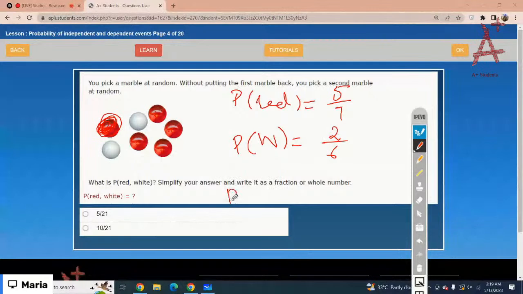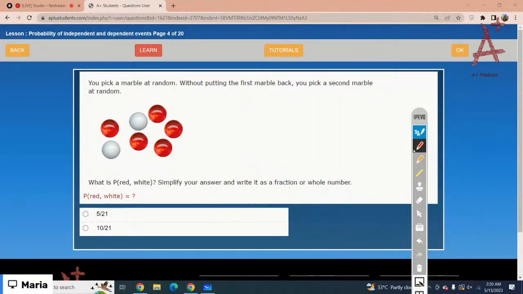So you need to calculate the probability of red and white. Just multiply both the probabilities. It would be 5 over 7 times 2 over 6. So 5 times 2 is 10 and 7 times 6 is 42. Dividing by 2, it would be 5 over 21. Got it? The correct option is 5 over 21.